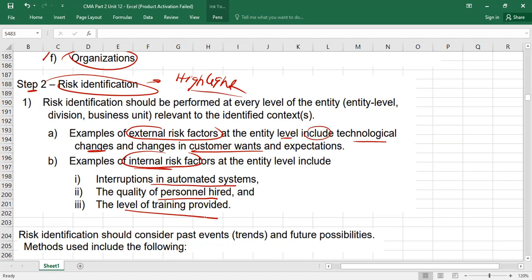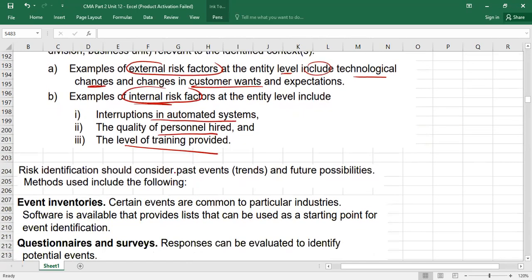So please remember, whenever you are identifying risk, we always look into the past events also, what happened in the past. That information can also be used to identify risk. And we also need to consider future possibilities as well. So whenever you are trying to identify risk, you have to look back into your past, and you have to look into the future also. Which kind of risk you have faced in the past, those risks might be present today also. And which kind of risk you may face in the future.